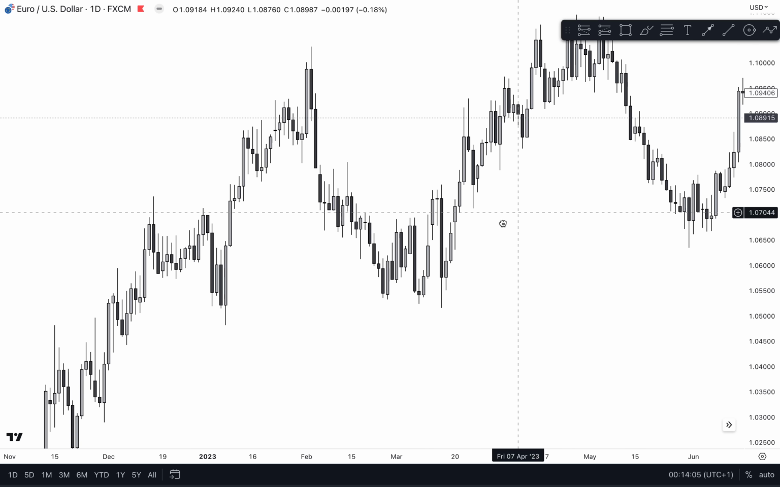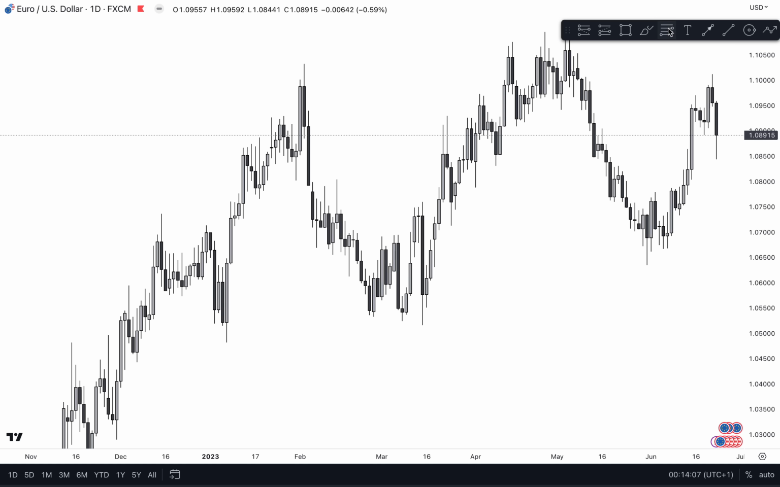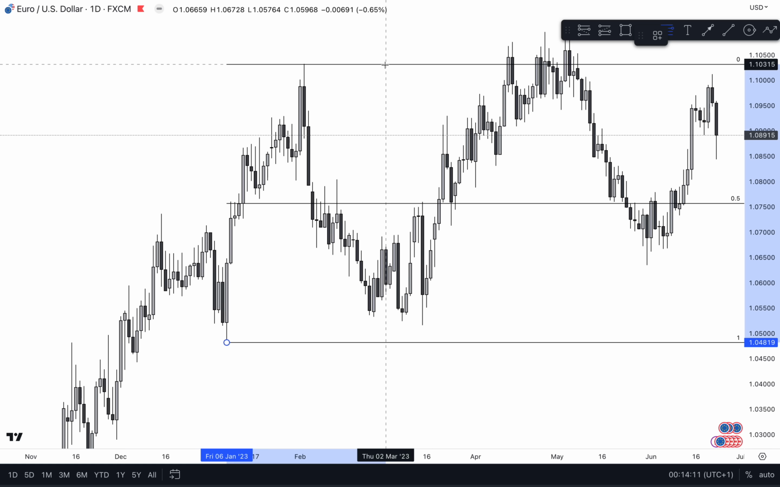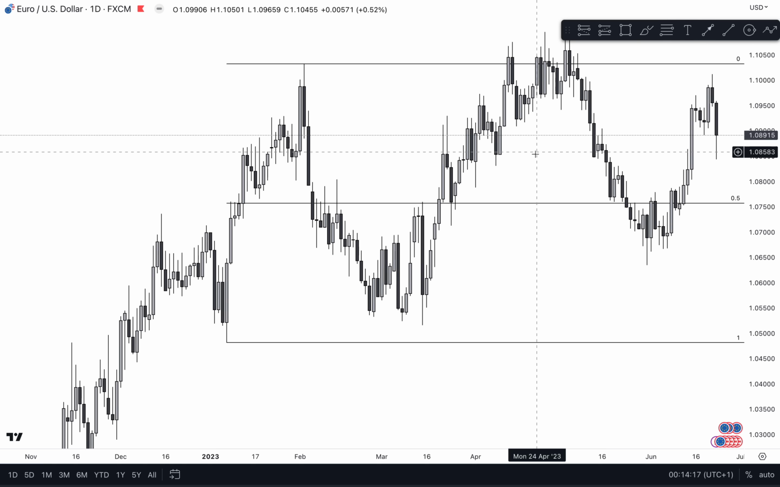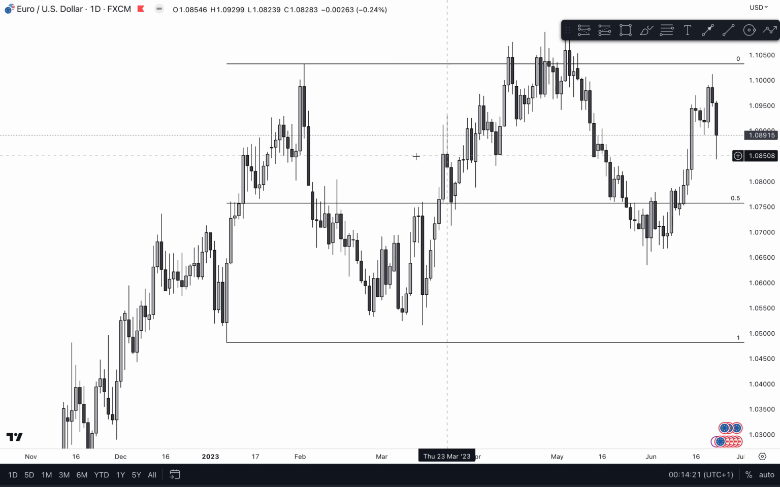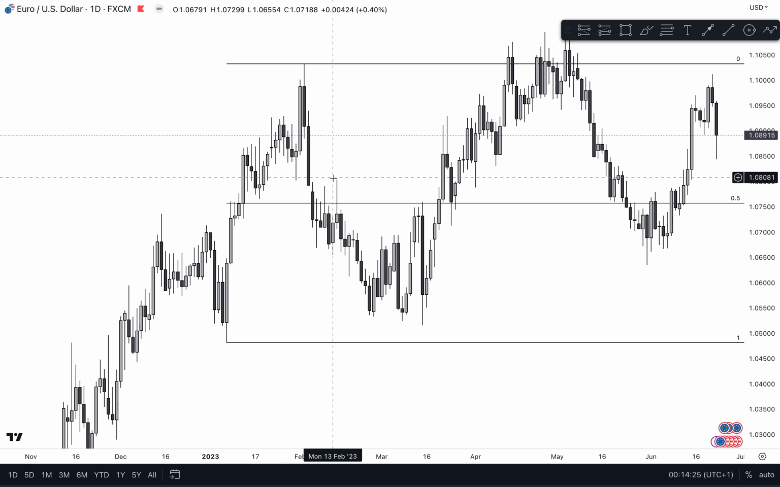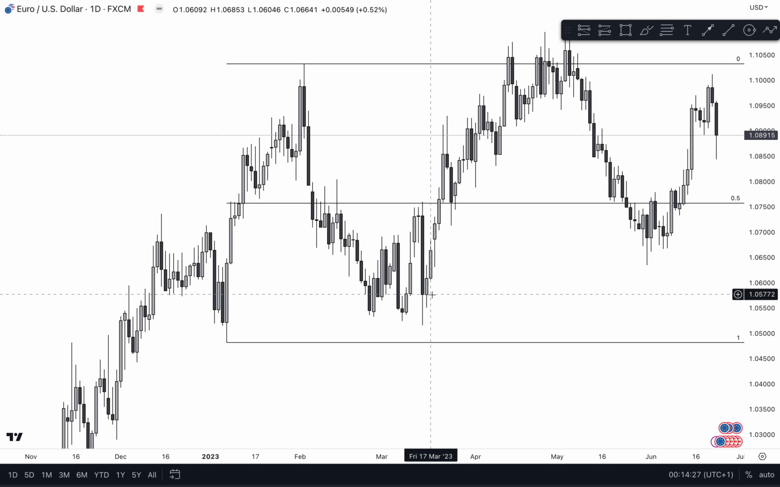And what this tells me is, this gives me my range to work with. So this is my range. Anything above this 0.5 is in the premium. I would always look for sells around this area, and anything below is where I would look for buys.